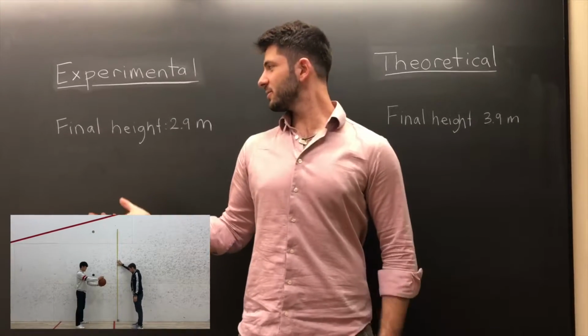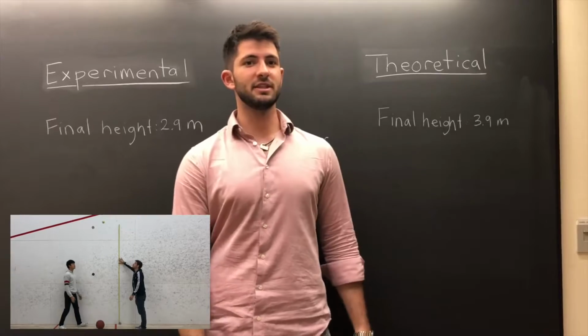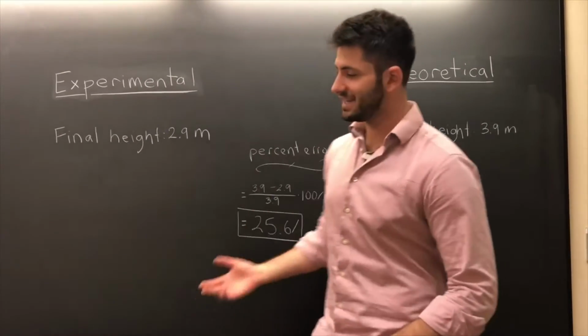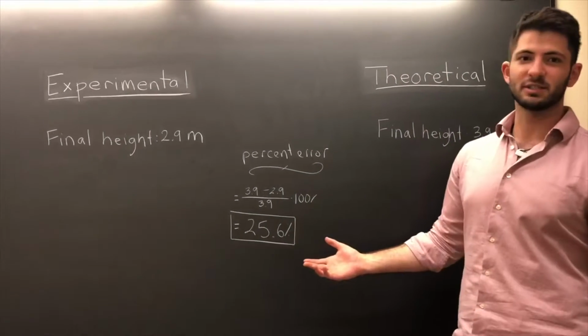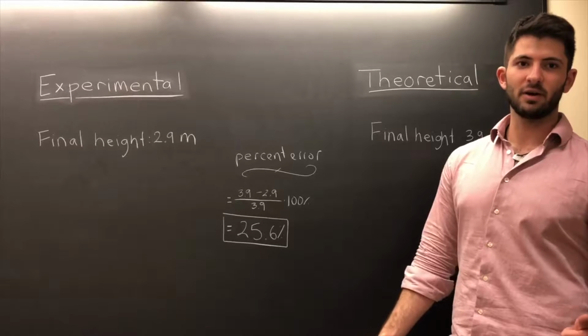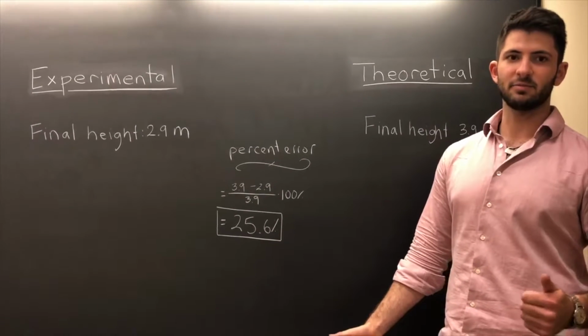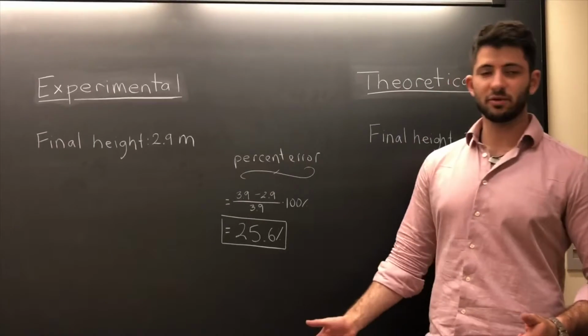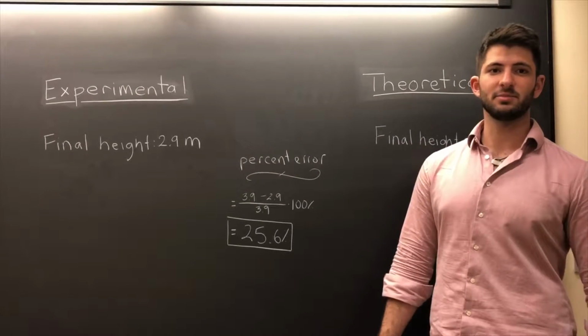So the experimental final height was 2.9 meters versus the theoretical final height of 3.9 meters, resulting in a percent error of 25.6%. This large error is in part due to the ball not bouncing off perfectly vertically from the basketball, and the coefficient of restitution that we used in our previous calculations may not match the materials that we used perfectly.